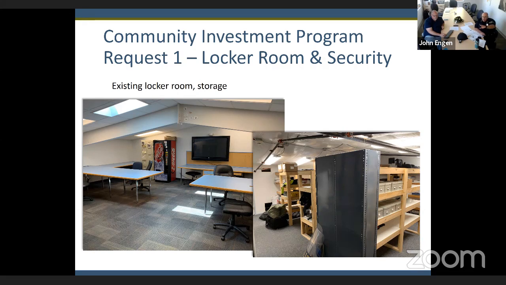And the picture that you see on the right is another room that is upstairs, and it currently just has racks that we keep supplies on. We have already found other space to be able to move those supplies to without impacting any other space. And what we would do in this room is simply remove those wooden racks and put in appropriate locker space to be able to have a men's locker room.